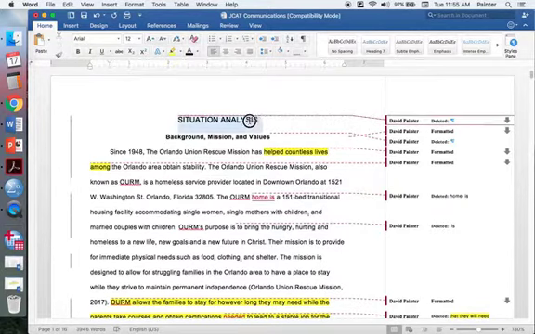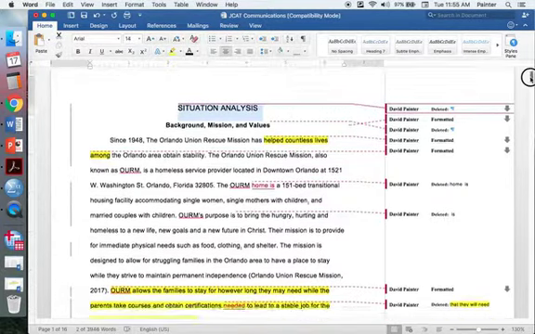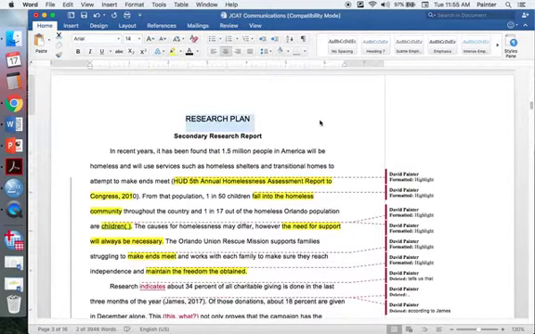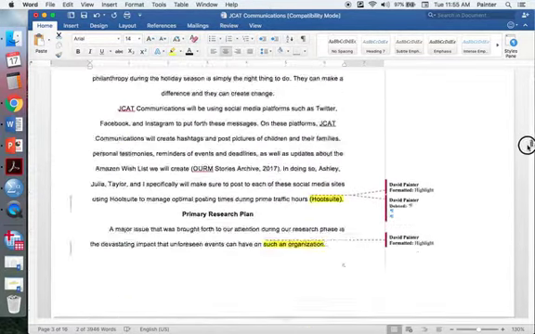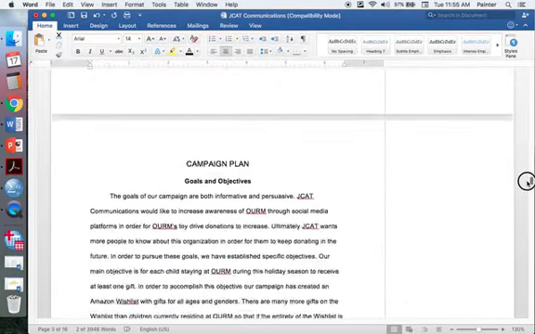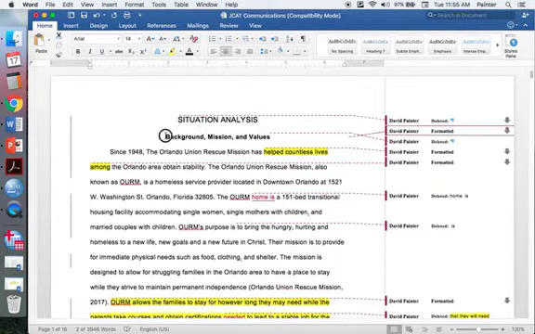Every campaign book has 3 chapters: a situation analysis, a research plan, and then a campaign plan. 3 different chapters. The first section in the situation analysis is background, mission, and values. And you do a pretty good job here.